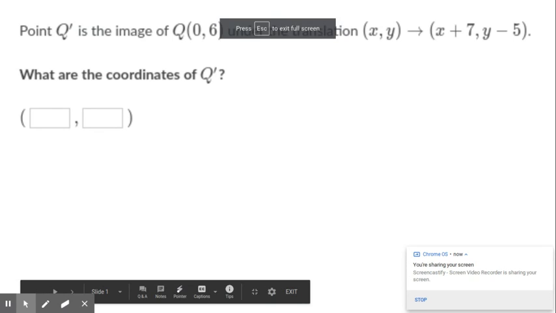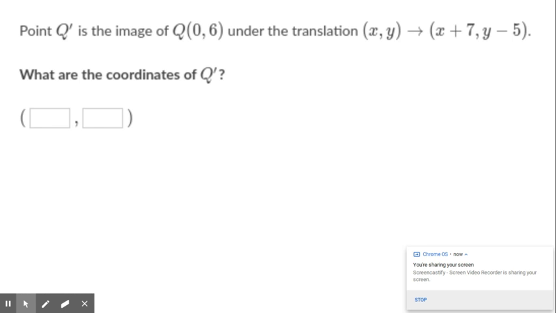All right, here we go. Let's get some help with some translations. Point Q prime is the image of Q, which is at (0, 6), under the translation (x, y) transforms to (x + 7, y - 5). The nice part about translations is it tells you exactly what it wants you to do to each point.